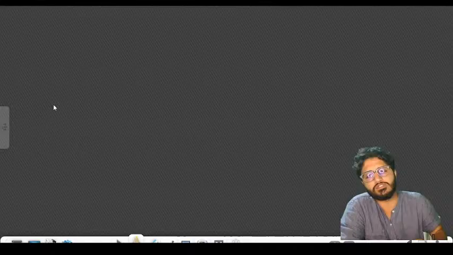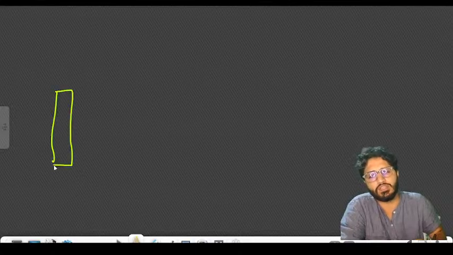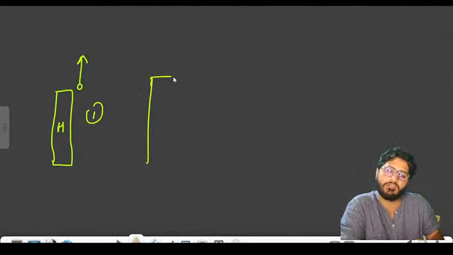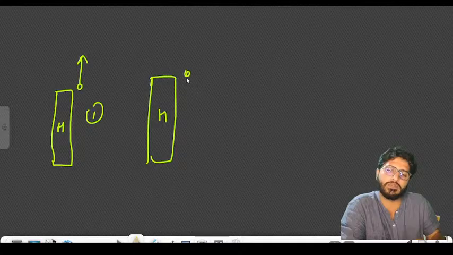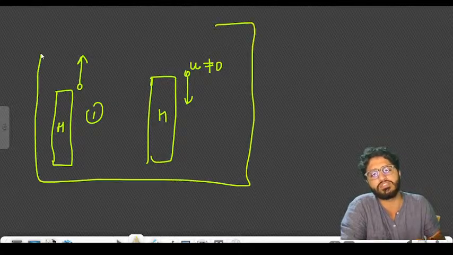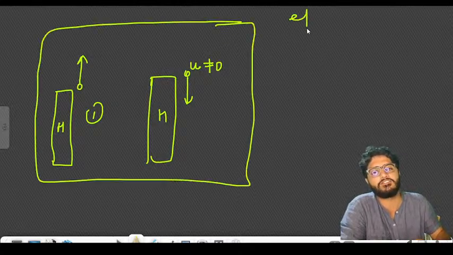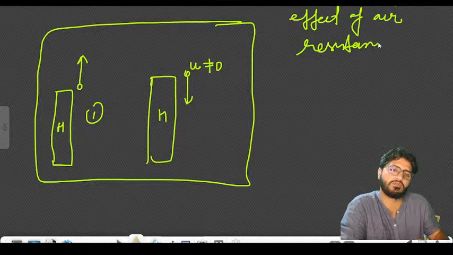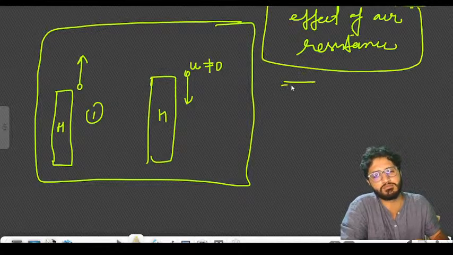So in tomorrow's class we will just do one thing. If we are having a tower and we are throwing something upwards, one. If we are on a tower and we are throwing something downwards, u is not 0. Tomorrow we will be doing these two cases and the effect of air resistance also. We will be completing the chapter tomorrow, most probably.